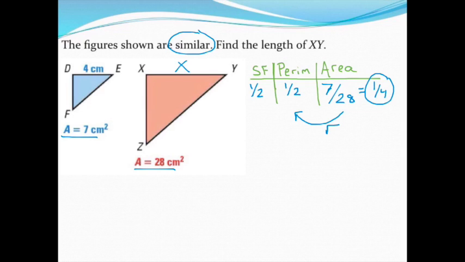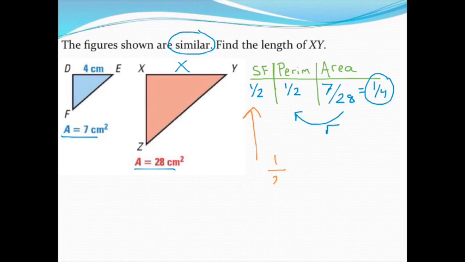I'm free now to write a proportion, however, I have to make sure I pick the right ratio to start with. Since they asked me to find a missing side, I'll be choosing the scale factor ratio to use. If they ask me for area, I'd use the area ratio. If they ask me for perimeter, I'd use the perimeter ratio.